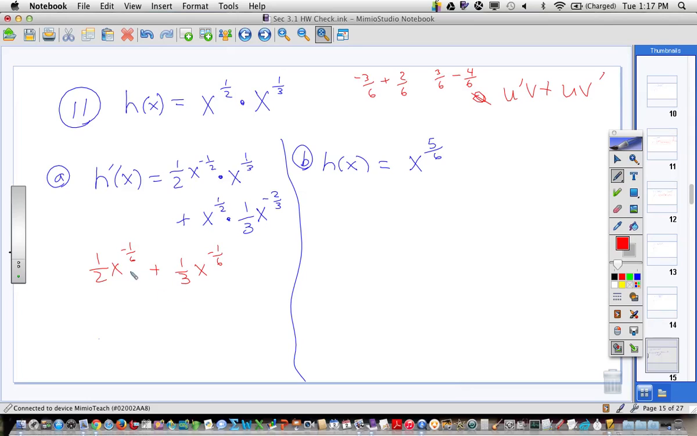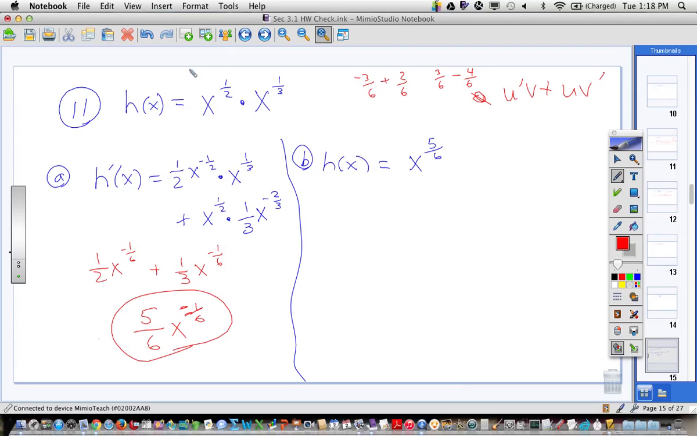And that's nice, because when the x's have the same power, what can we do? What's x squared plus x squared? 2x squared. When they have the same power, they're like terms. We add them together. So we can add these two together. So 1/2 plus 1/3, well, 1/2 is 3/6 plus 2/6. That would be 5/6 x to the negative 1/6. And that would be our derivative right there by the product rule.